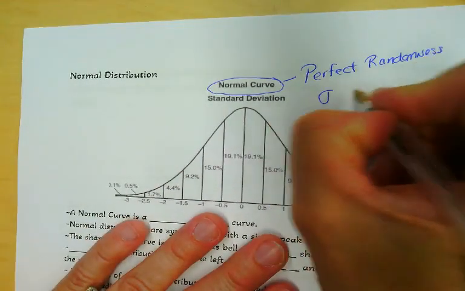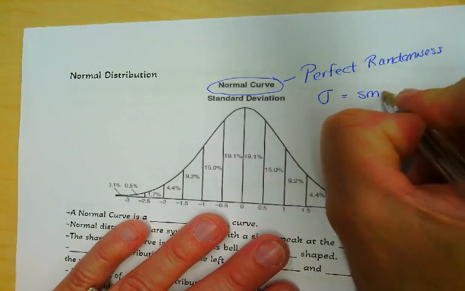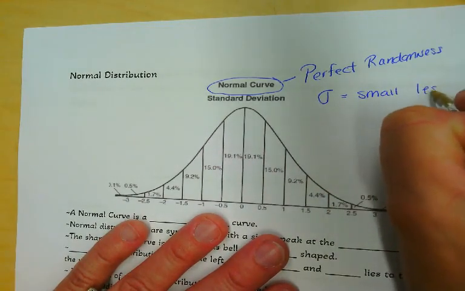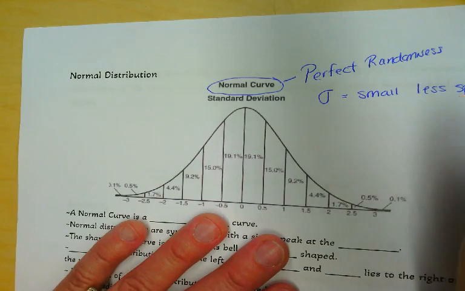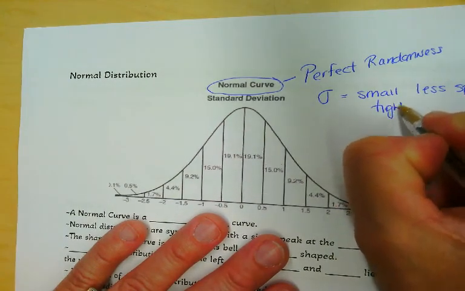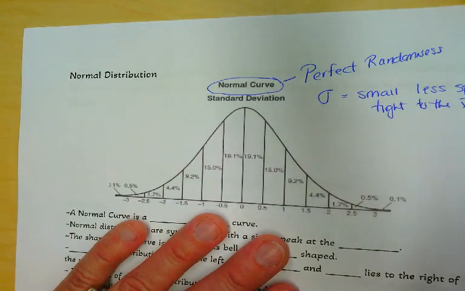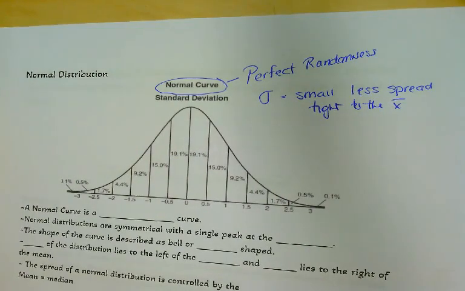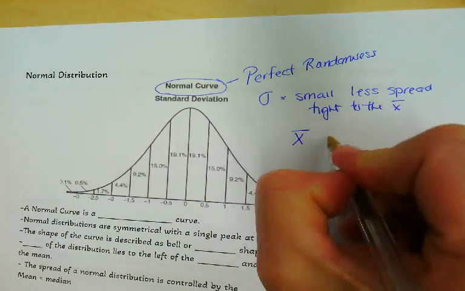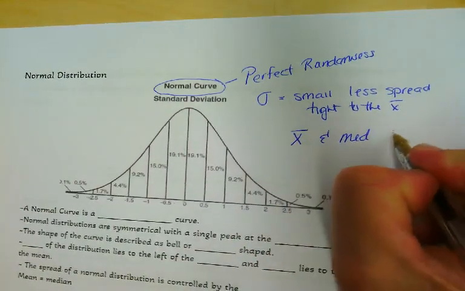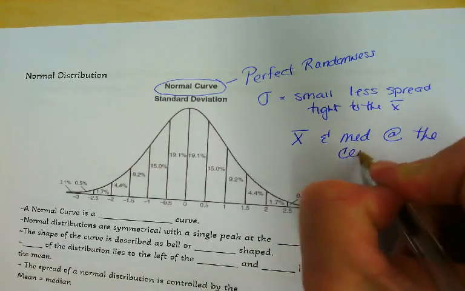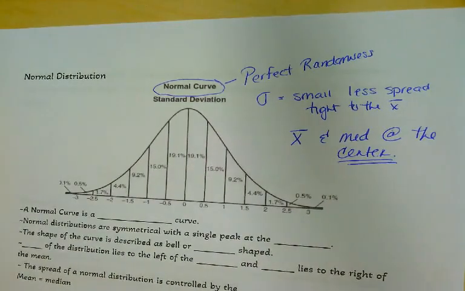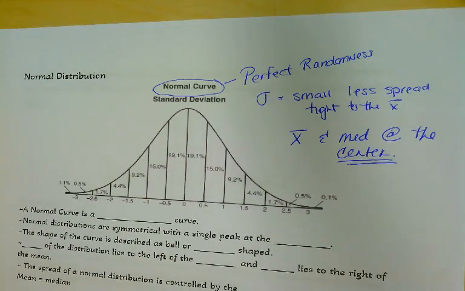We really just focused on that standard deviation. We said if it's small, it will be less spread, and it'll be tight to the mean. Okay, and if it's large, it will be more spread out, farther away from the mean. All right, but ideally you want to have a really small standard deviation. And we want the mean and the median to be at the center. Okay, so that's our dream when we're talking about this normal curve. We want that mean and median to be smack at the center.